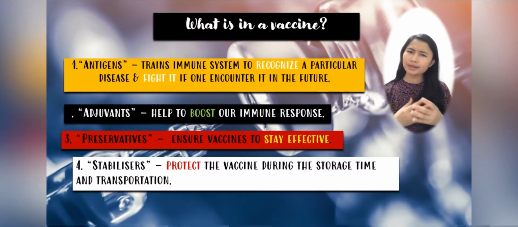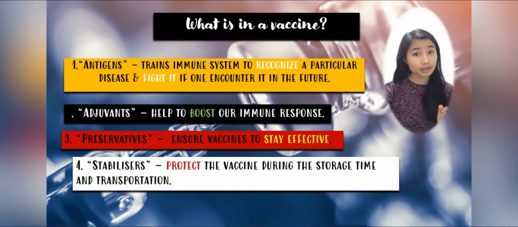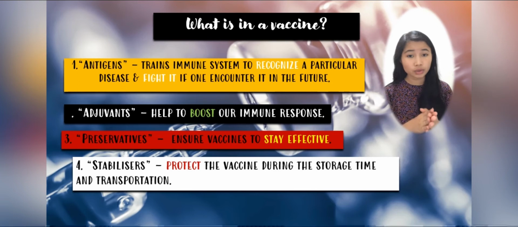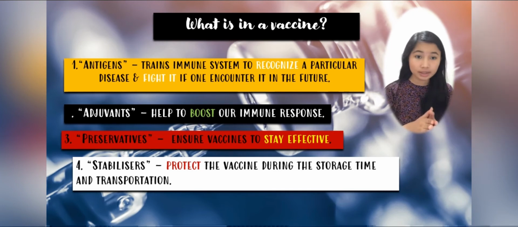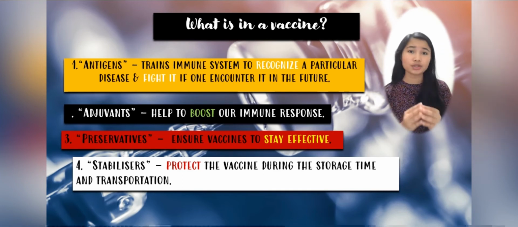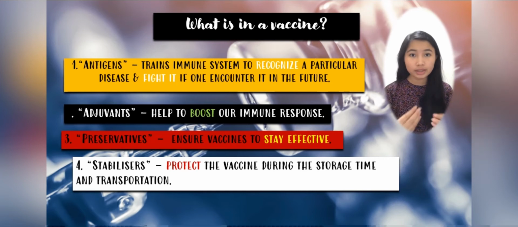Next, what is in the vaccines? First, vaccines contain antigens. Antigens belong to the killed or weakened form of germs, which are viruses or bacteria. These antigens are important for the immune system to recognize the particular disease and fight it if we encounter the same disease in the future.